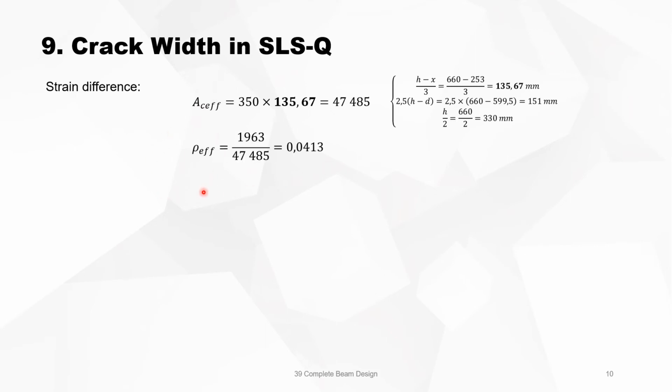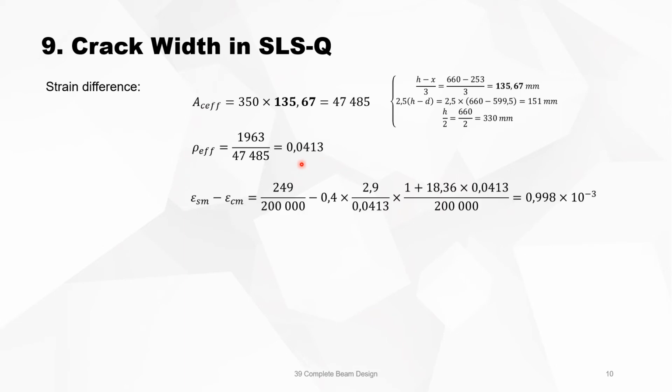Then the density of the tension reinforcement is equal to 0.0413, and the delta epsilon is then equal to 0.998 times 10 to the power minus 3. But it should be bigger than 0.75, which is the case. So that's okay. So it's 0.998.